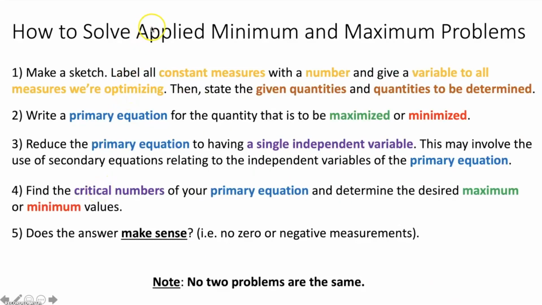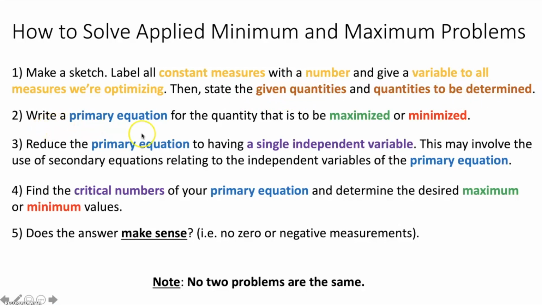Now let's talk about how to solve applied minimum and maximum problems, or optimization problems. First thing you're going to do, very similar to related rates, we're going to make a sketch. We're going to label all constant measures with a number and give a variable to all measures we're optimizing. Then we're going to state the given quantities and quantities to be determined. So in your sketch, you may see that some measurement has to be fixed. It has to be a certain measurement no matter what. That is the only thing you can label with a number. Any measurement that is part of the optimization process must be given a variable. Then, just like normal, we're going to state what we're given and what we're trying to figure out.